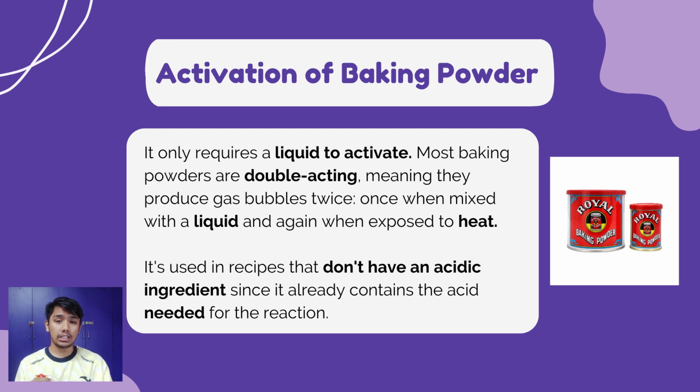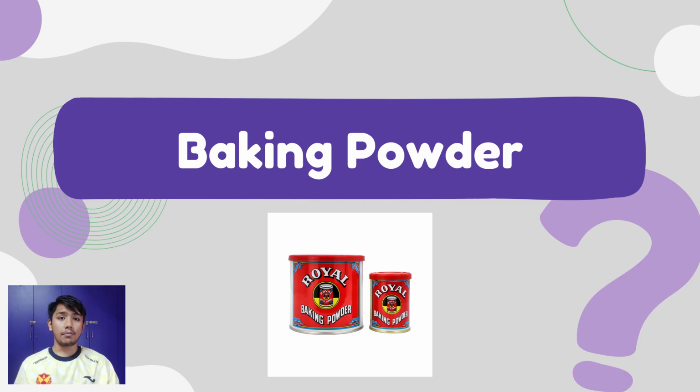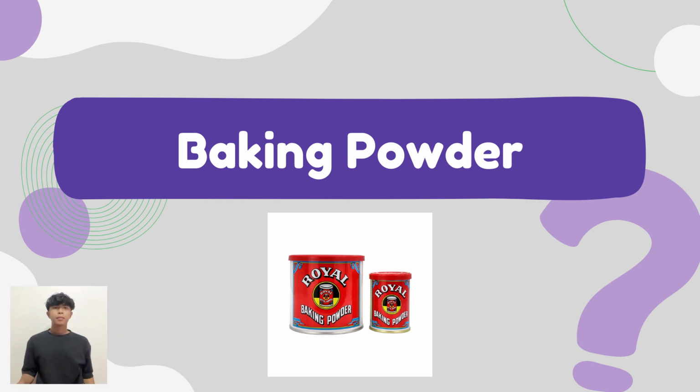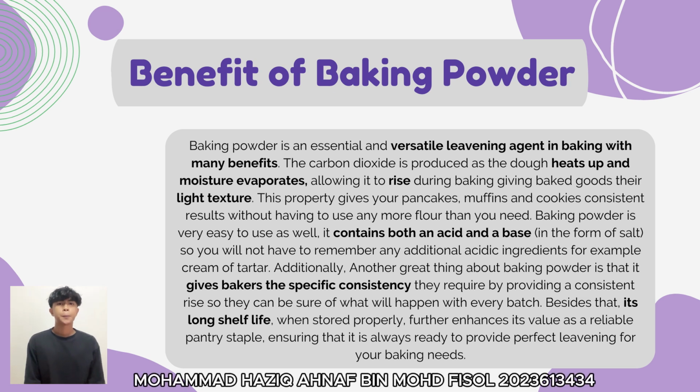Most baking powders are double acting, meaning they produce gas bubbles twice, once when mixed with the liquid and again when exposed to heat. Baking powder is used in recipes that don't have acidic ingredients in them, since it already has the acid needed for the reaction. Benefits of baking powder.